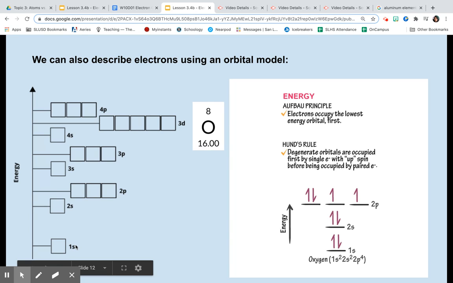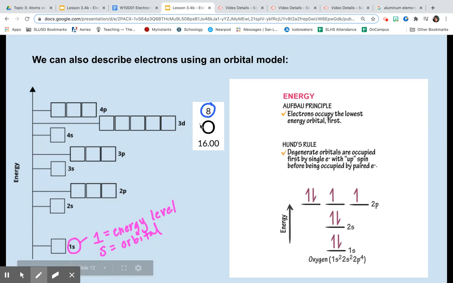And I want you to notice that next to all the boxes, there are things that we described before, right? So for example, 1s, remember the 1 represents the first energy level or ring. And then the s describes the shape or the orbital that the electron is moving in, right? So if I had oxygen, which has 8 electrons, how would I describe how the electrons are moving in the orbital model? Well, there's 2 basic rules when we're drawing this, right?